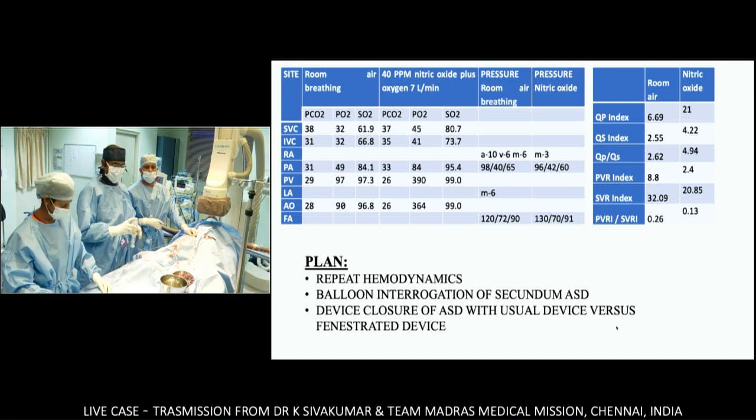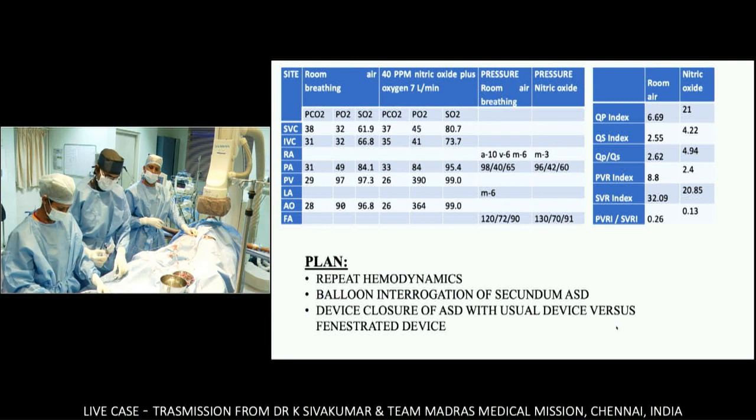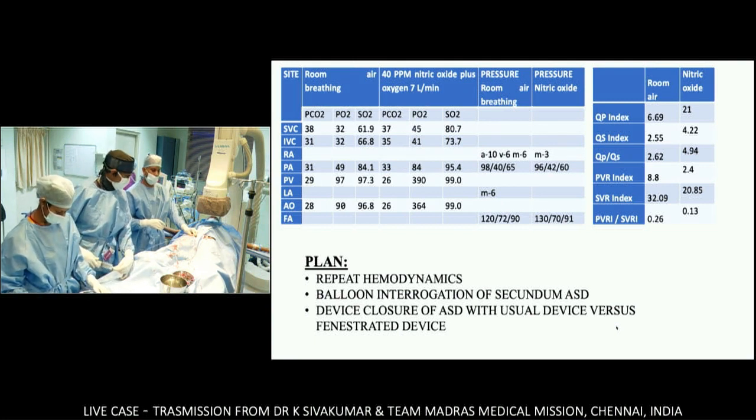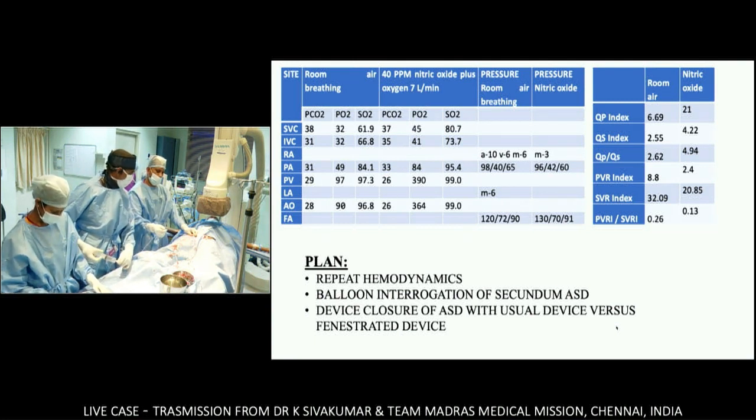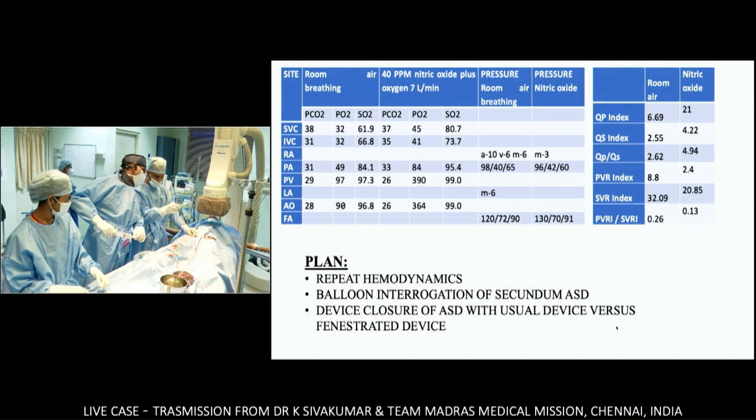Now I'm having a 1:4 dilution of my contrast, which I'm going to use to inflate this sizing balloon, and de-air it.